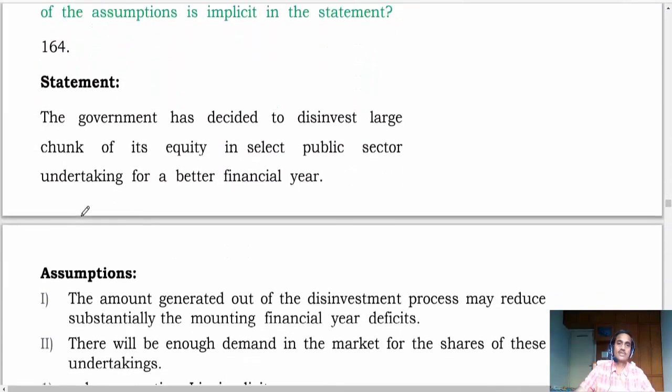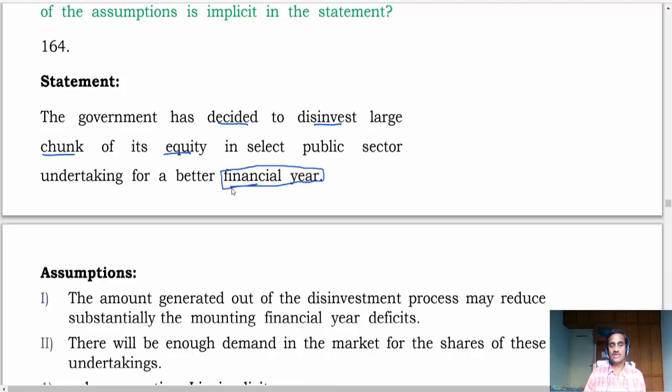Then 164. The government has decided to disinvest a large chunk of its equity in select public sector undertakings for a better financial year. What decision did the government take to make this financial year better? They decided to sell off a large portion of their stake in these public sector undertakings. Why do they want to sell? What could be the reason? What was in the government's mind before taking this decision? And those are the assumptions.